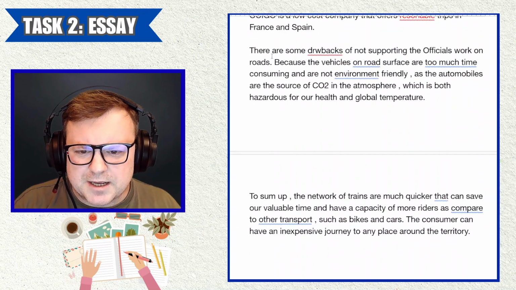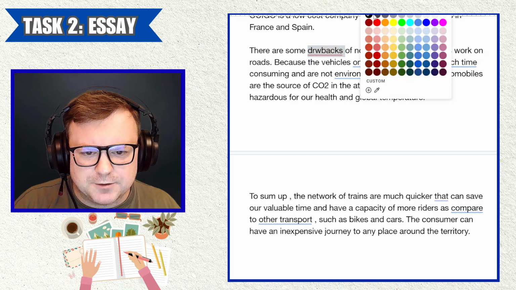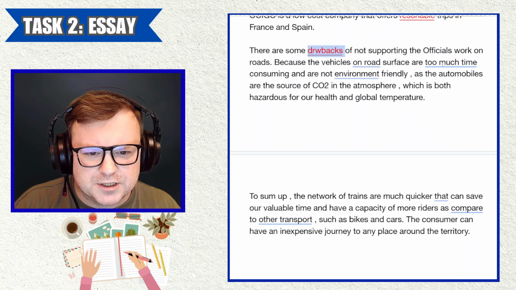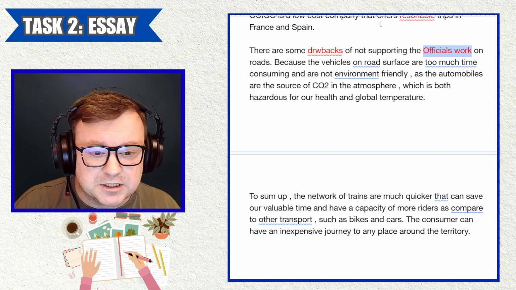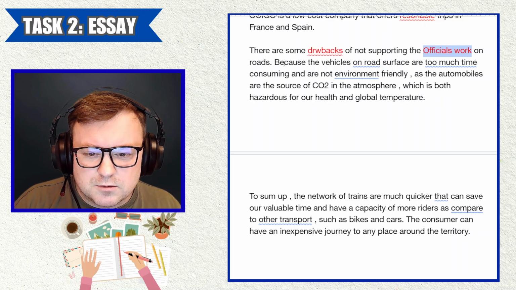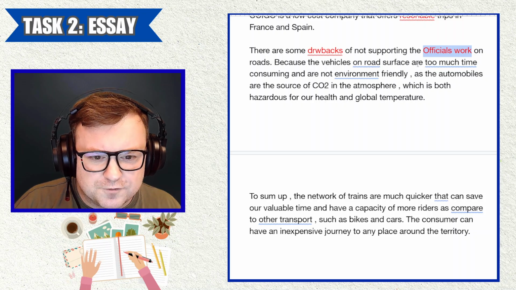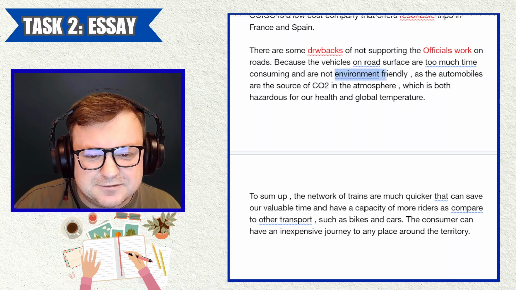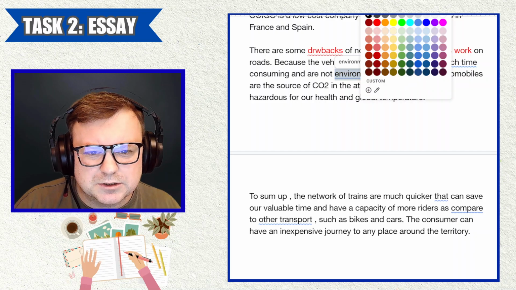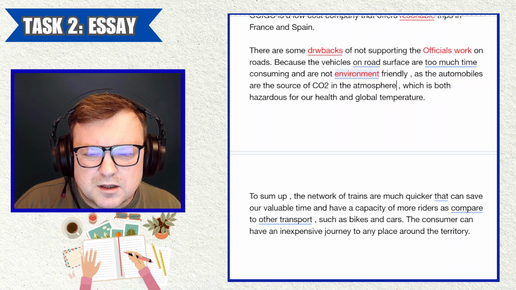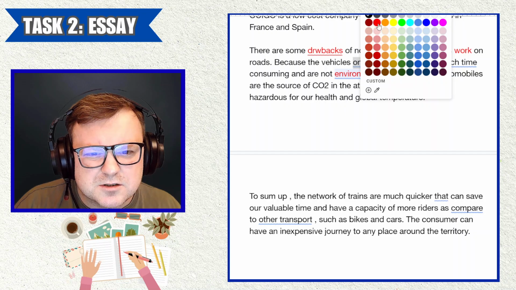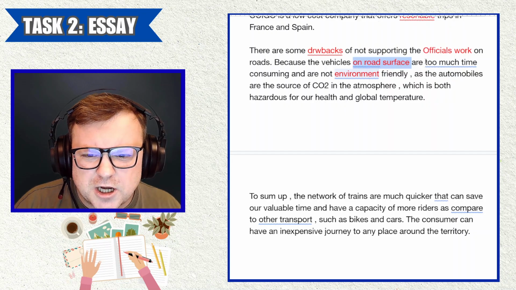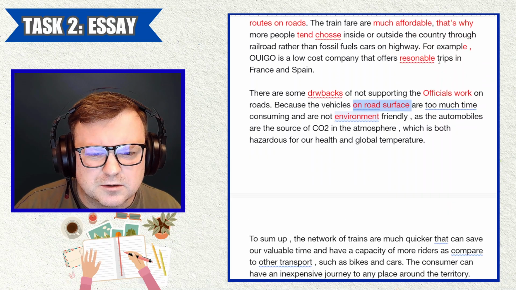Okay. Next, there are some drawbacks, misspelt. There are some drawbacks of not supporting the official's work. I don't know what the official's work is. I have no idea at all. On roads, because the vehicles on road surface are too much time consuming and are not environment friendly. So environmentally friendly, we want the vehicles on road surface. I don't know why on road surface are too much time consuming. So too time consuming.